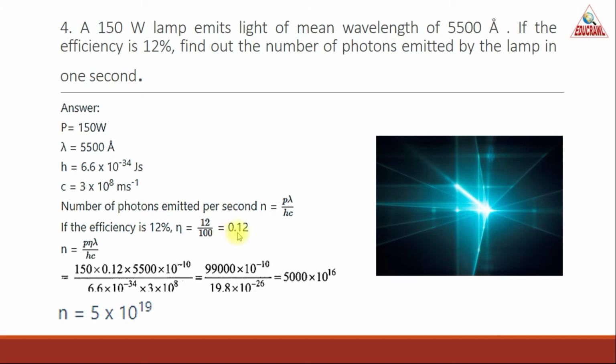So eta, which is the symbol of efficiency, is given by eta is equal to 12 by 100, which is equal to 0.12. Now this efficiency also we are supposed to include in the number of photons. Hence the equation for number of photons emitted per second is given by n is equal to p eta lambda by hc. Now substitute all the values from the given. We get 150 into 0.12 into 5500 into 10 power minus 10 the whole divided by 6.6 into 10 power minus 34 into 3 into 10 power 8. So simplifying this you get the number of photons as 5 into 10 power 19.